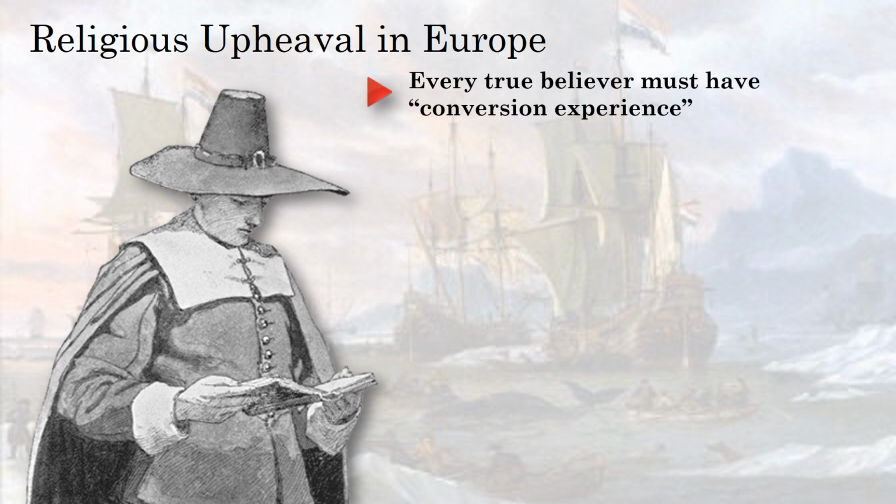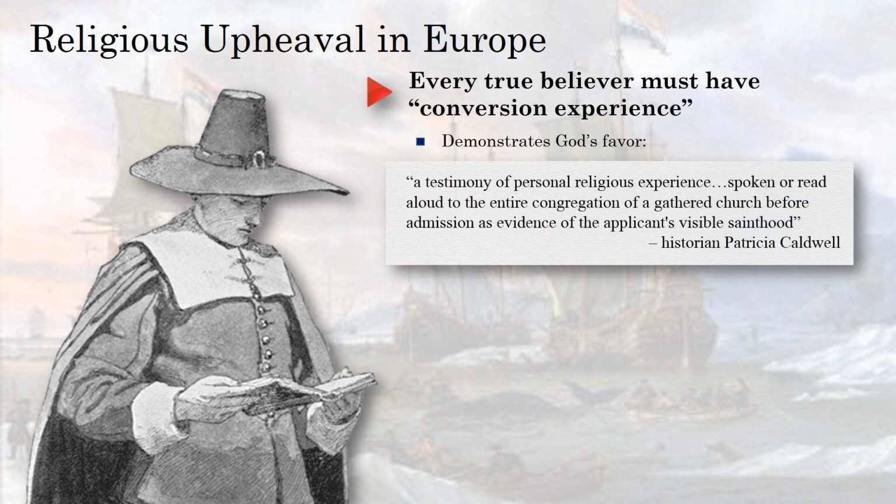And for a Puritan, every true believer has to have what's called a conversion experience, something that both personally and publicly demonstrates God's favor. One historian named Patricia Caldwell put it like this. She says a Puritan has to have a testimony of personal religious experience, spoken or read aloud to the entire congregation of a gathered church before admission, that is membership into the church, as evidence of the applicant's visible sainthood. In other words, you have to somehow demonstrate publicly to the congregation that you are a member of the elect.